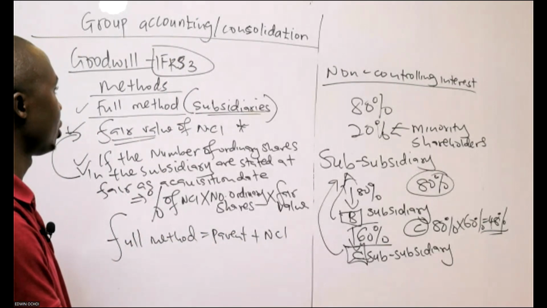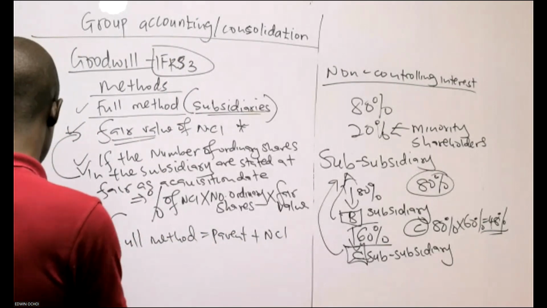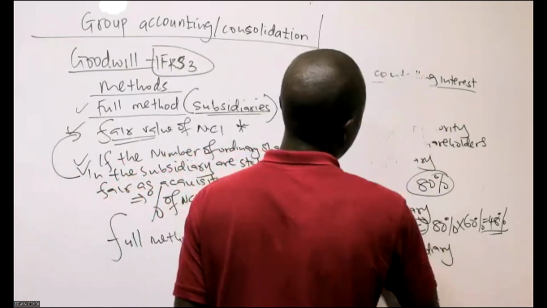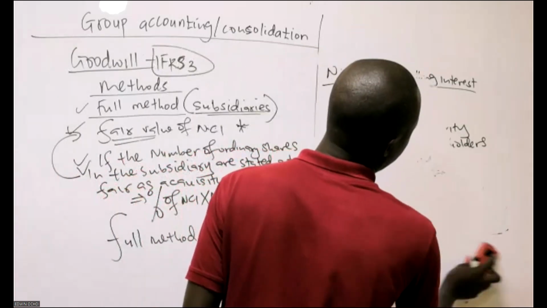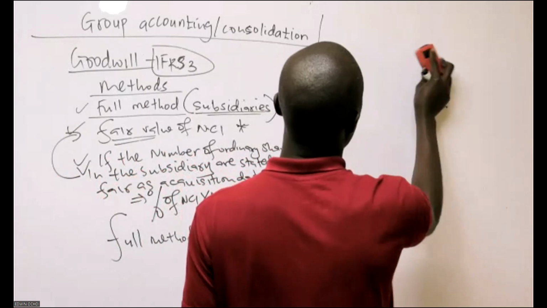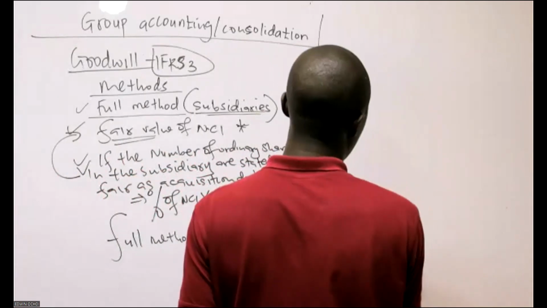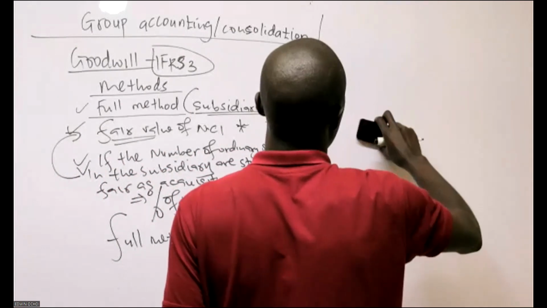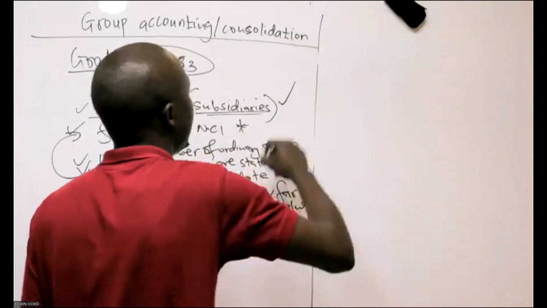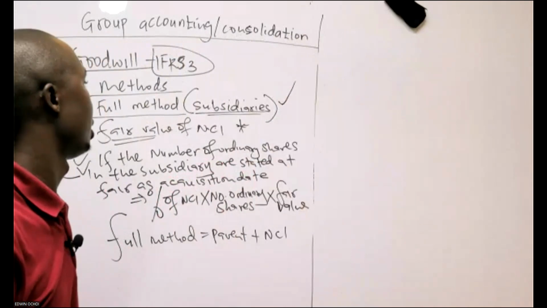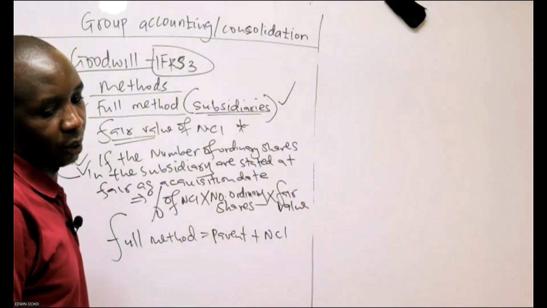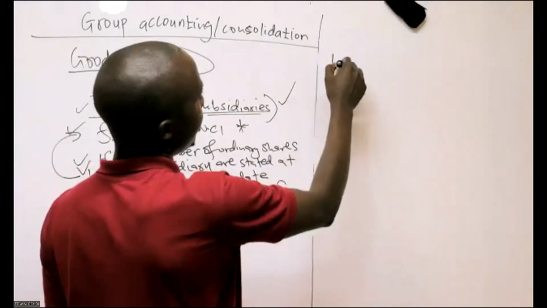For the partial method, it can be applicable again in subsidiaries, joint ventures and associates. So the partial method is applicable in all the investee companies. But in which scenario can I use the partial method? Let's say in subsidiaries, when the NCI is not stated at its fair value, when the NCI is not measured at its fair value.